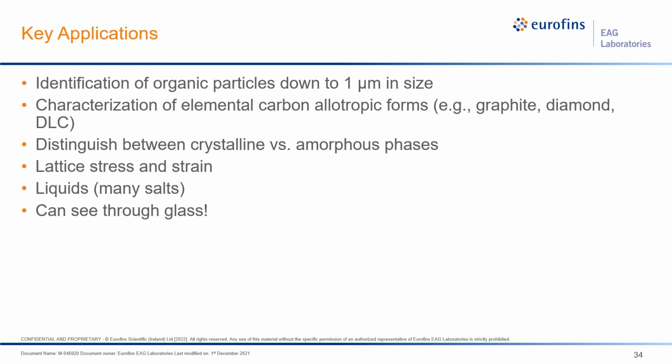In addition, Raman can look at the difference between crystalline and amorphous phases of certain materials. It can also measure the lattice stress and strain. So just like with FTIR, we can do liquids and salts. But one very important feature is Raman can see through glass.